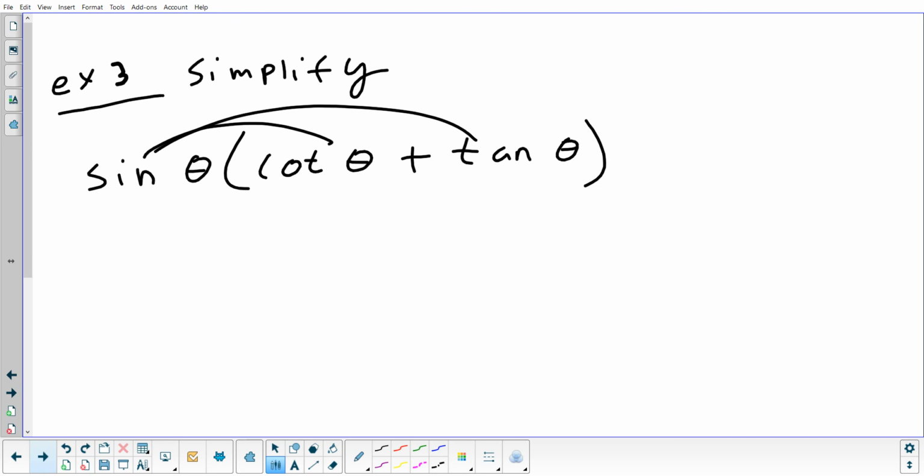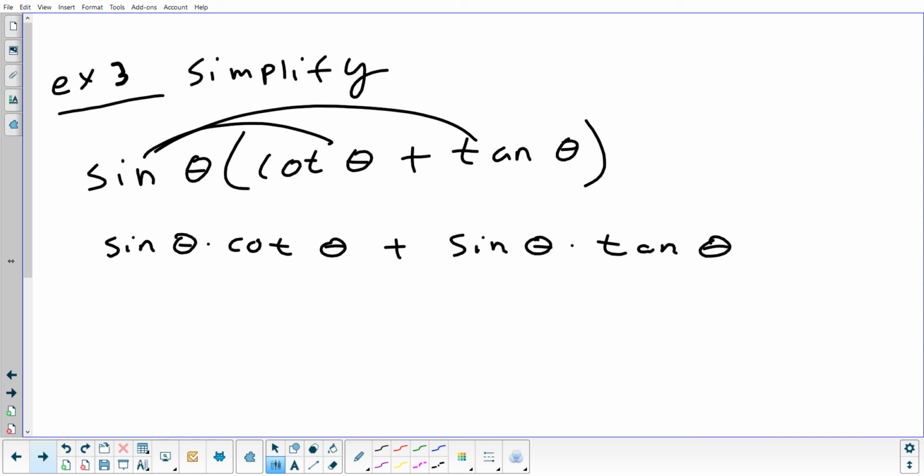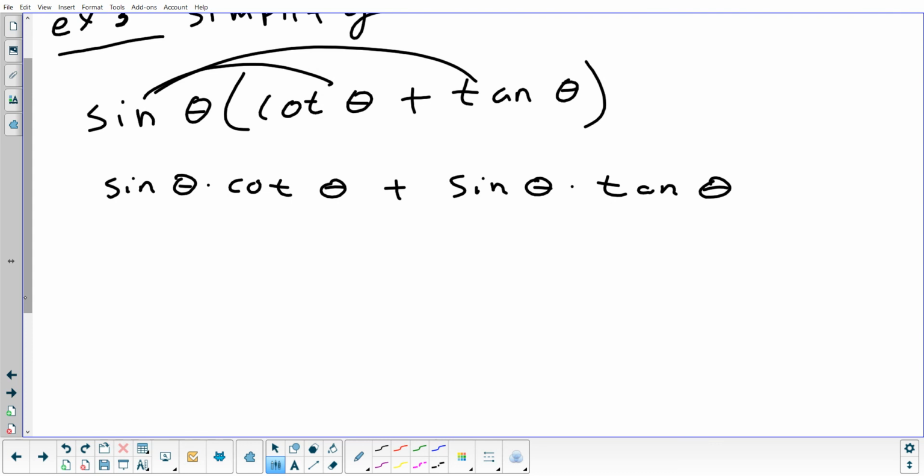So we have sine times cotangent plus sine times tangent. Okay, so I distributed out the sine. Now, let's change everything to sines and cosines. If it already is a sine or a cosine, you can put a 1 under it. But other than that, there's nothing else you have to do with something that's already a sine or a cosine.